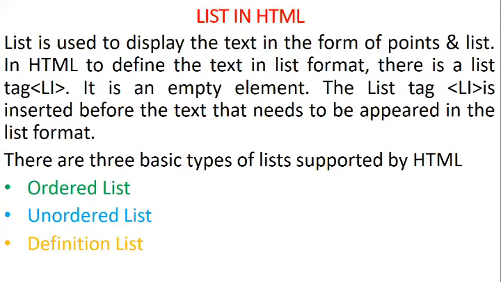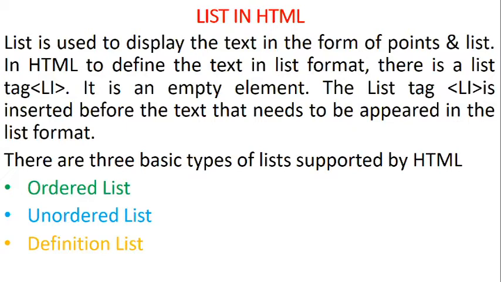So in HTML, we have the tag called li that is used to display the text in list or points format. The li tag is an empty element, while in previous versions of HTML, this tag was used as a container element. The li tag is inserted before the text that needs to appear in list format.